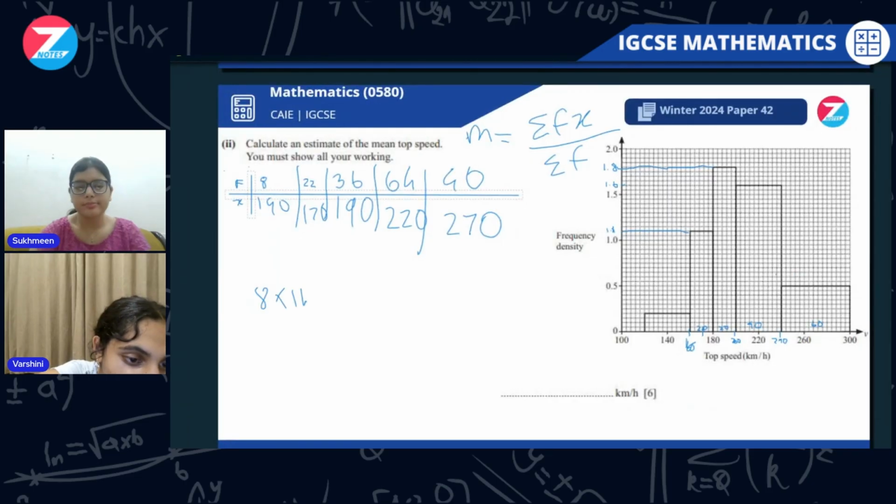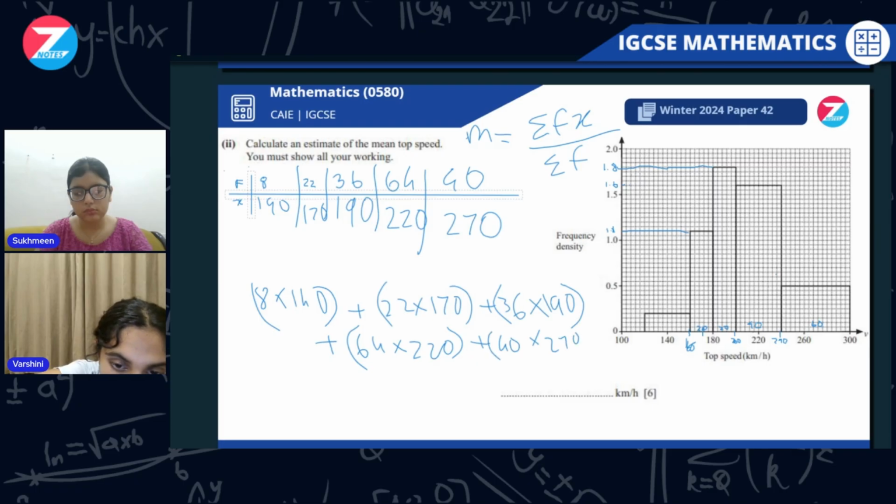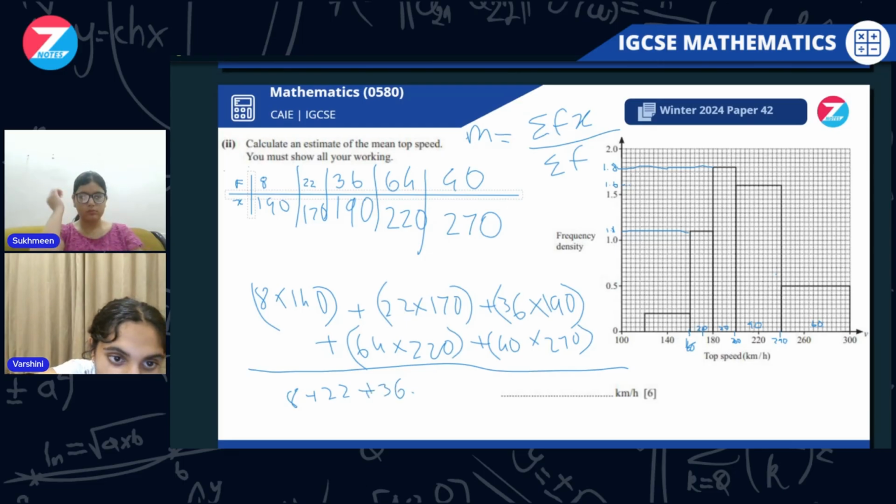So that's going to be 8 into 140, plus 22 into 170, plus 36 into 190, plus 64 into 220, plus 40 into 270. And we're going to divide that entire thing by the sum of all the frequencies, which is 8 plus 22 plus 36 plus 64 plus 40.